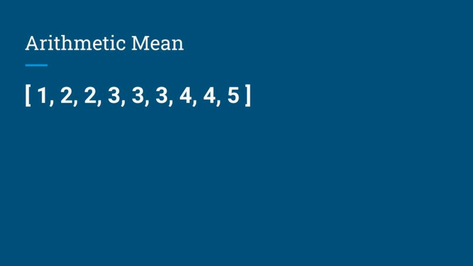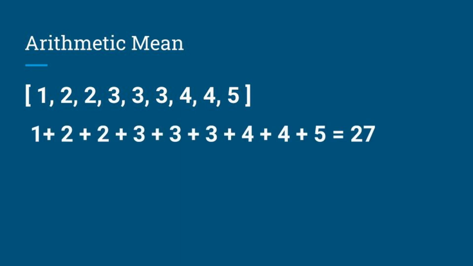So let's take a look at an example. Let's say we had this set of numbers. To get the mean, we would first add up all the values to get the sum, which in this case is 27. Then we would divide that sum by the number of values, which is 9. Since 27 divided by 9 is 3, the arithmetic mean of the data set is 3.